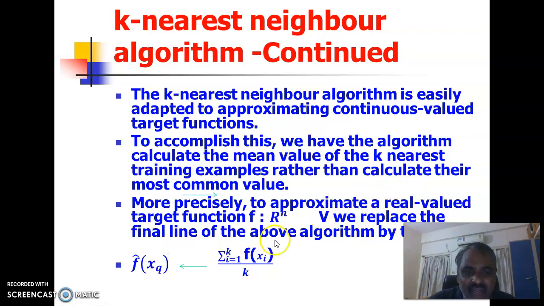We replace the final line of the discrete algorithm by the line: the sum over i equals 1 to k of f(xi) divided by k is assigned to f cap of xq, where again xq is the query point and the required classification is called f cap of xq. We take the k nearest neighbors and find their average. We sum all these values and divide by k. This is called the k nearest neighbor algorithm for real valued or continuous valued target functions.